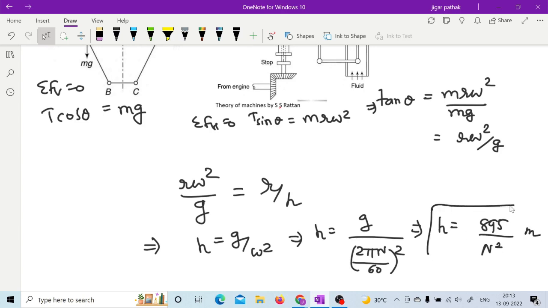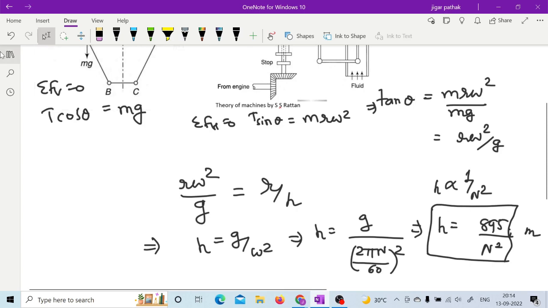So this is the relation between the height of the governor and the speed. You can see that h is inversely proportional to the speed of this particular fly ball. It is in rpm, but you can also write h is proportional to 1 upon omega square. So this is how you have this important relationship between the height of the governor and the rotational speed. So this is for the Watt governor.